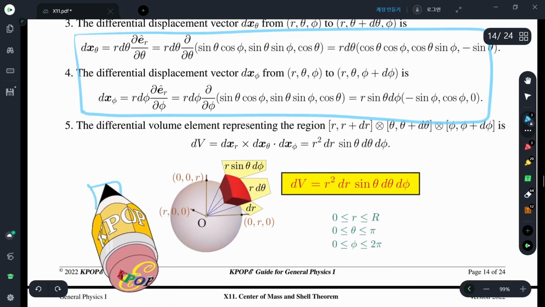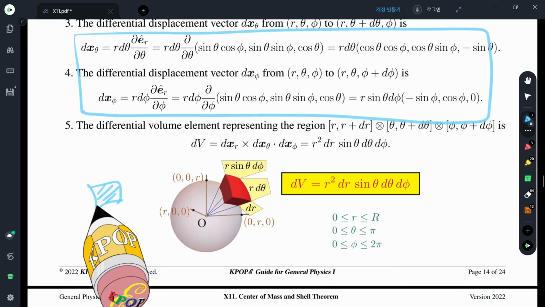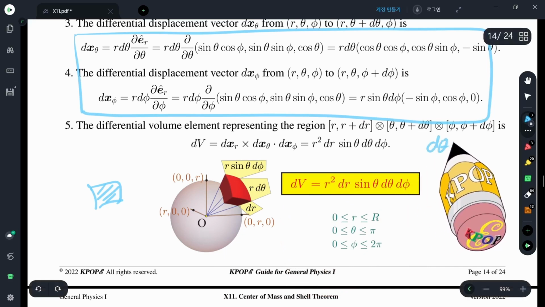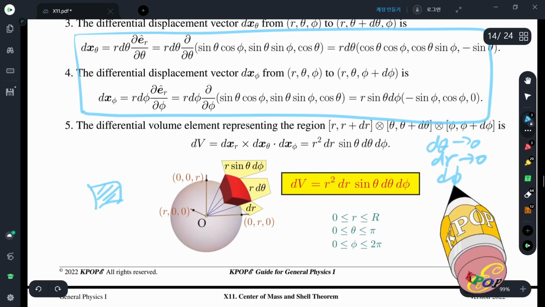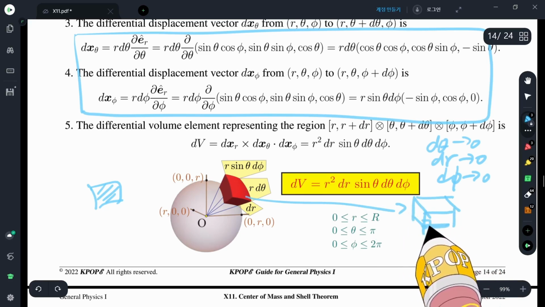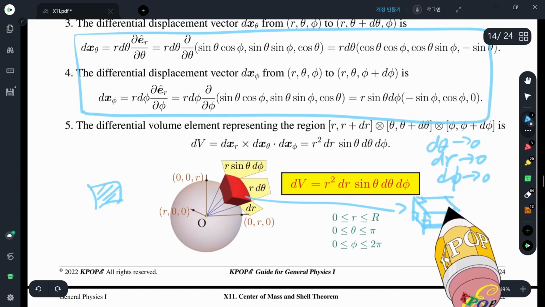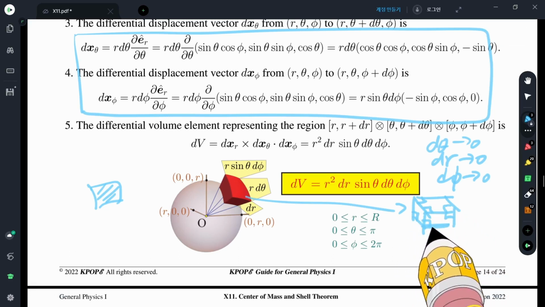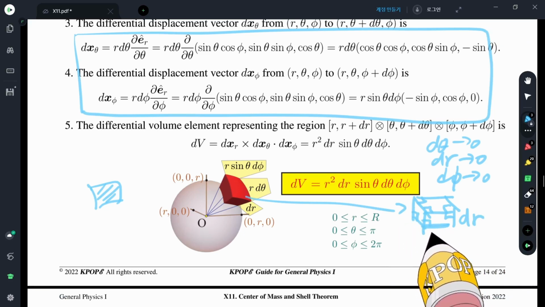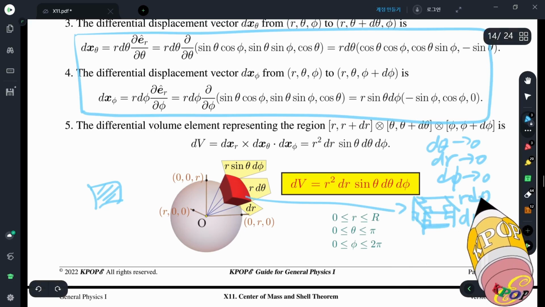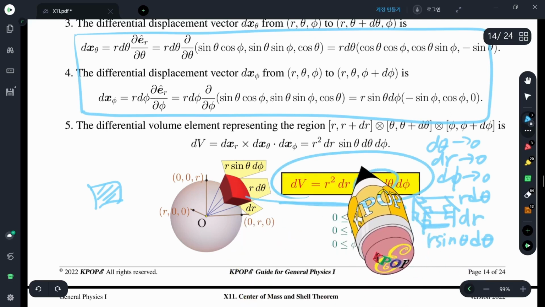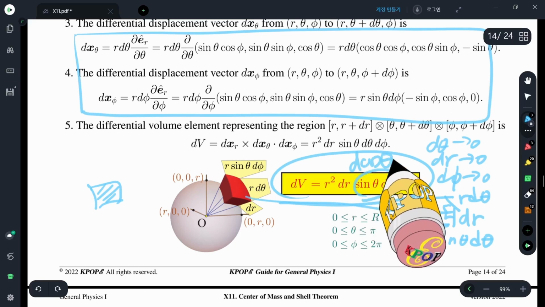Now the patch in the previous case for the spherical shell is replaced with this box, and in the limit, as d theta goes to 0, dr goes to 0, and d phi goes to 0, this one becomes a parallelogram, that is just a rectangular parallelogram. Every side will be making a right angle, and the volume will be the radial direction, r d theta, r sine theta d phi. So this will be the volume, and this sine theta d theta will be rescaled with the d cosine theta.